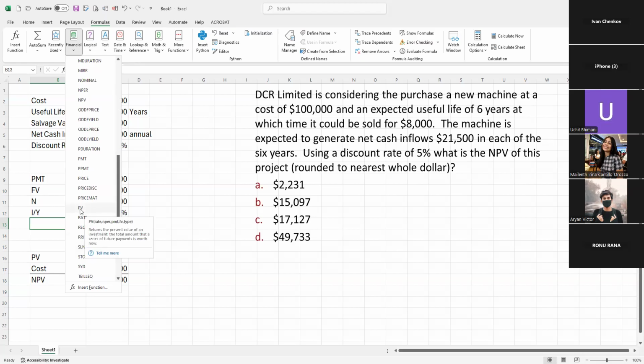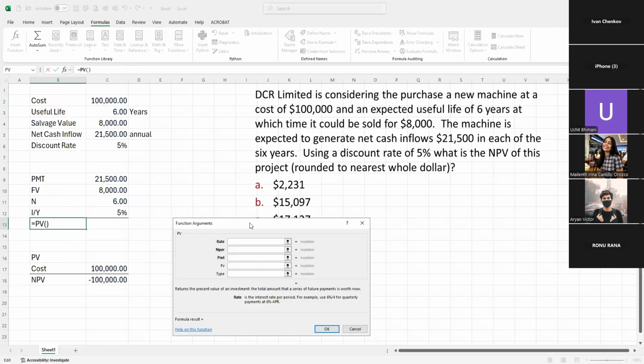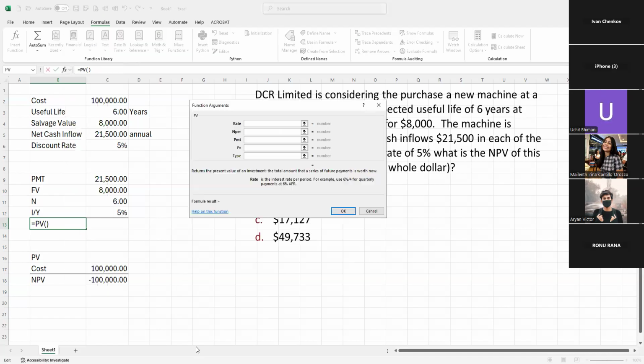And once you click on the present value, it's going to give you this table here. There are some function arguments that you have to enter for the present value. There's some explanation here. Returns the present value of an investment, the total amount that a series of future payments is worth now.